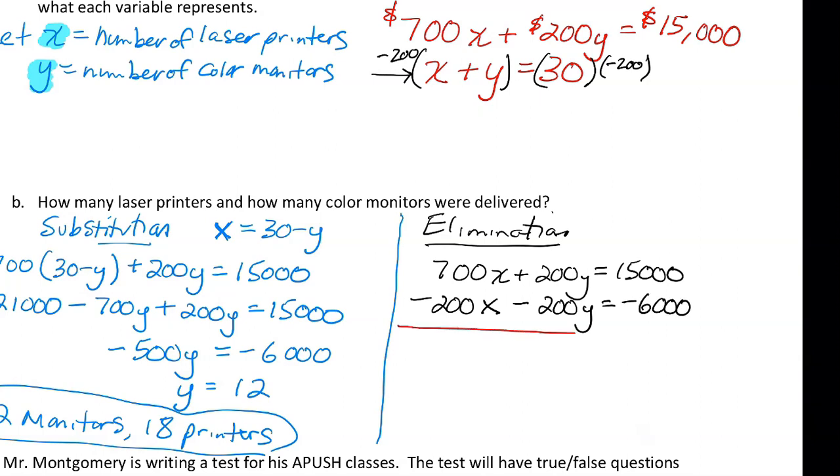And then when I add down the columns, I would get 500x plus 0y equals positive 9,000. So then divide by 500 and I would get 18, and that's 18 X's.